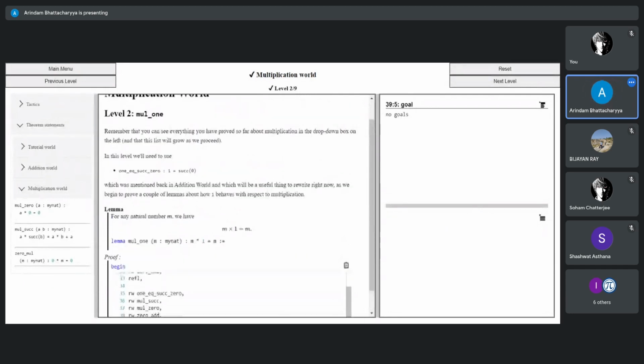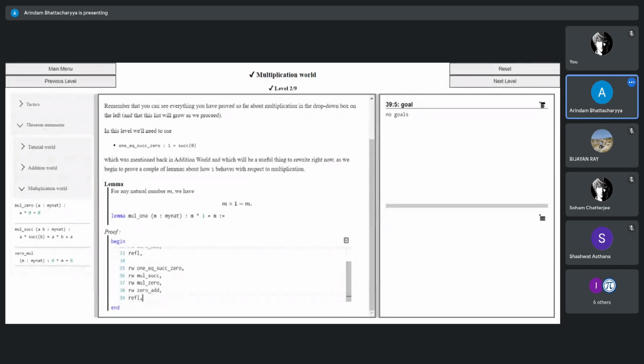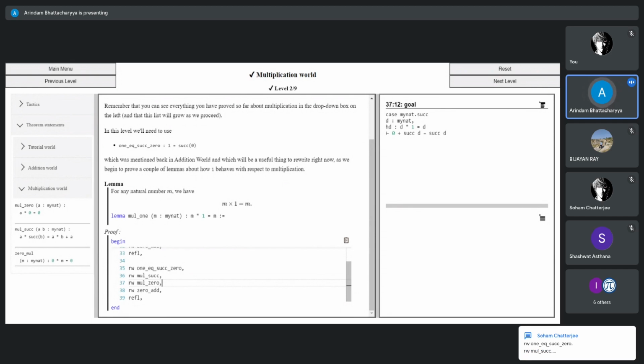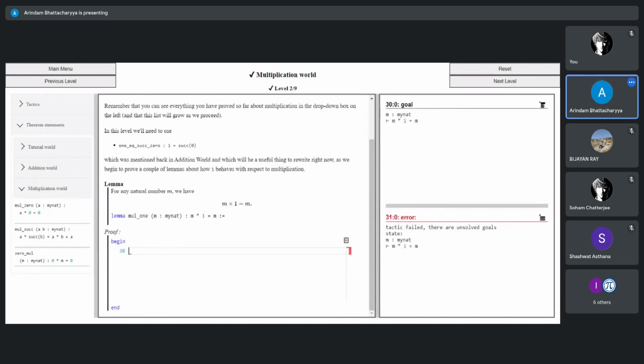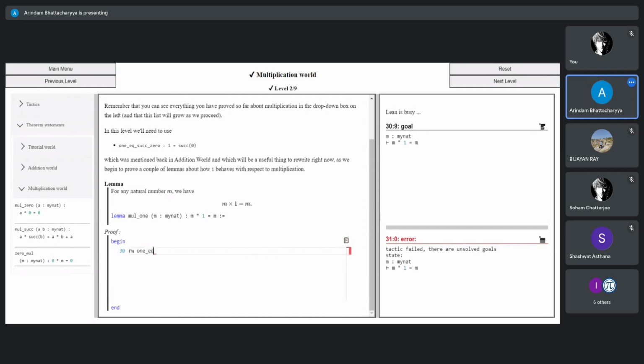Did that make sense? Yes. I'll wait for 20 more seconds and move on. I don't know. Oh, that's the same. Yeah, I did the same thing. Right. So I was actually wondering if we can do this without induction. Let's see. Yeah, this works, right? I don't need induction.